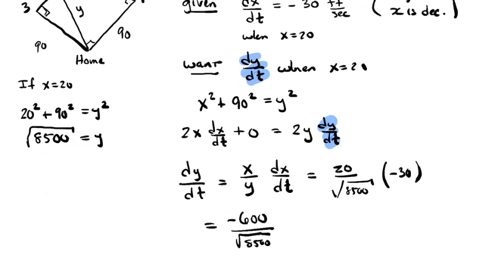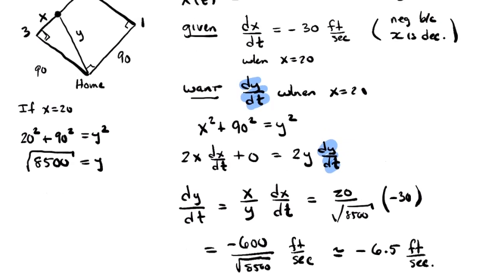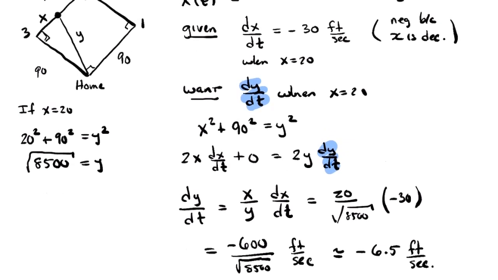And what are the units on that? y is measured in feet, time is in seconds, so that's feet per second. If you want a decimal approximation, to the nearest tenth, it's about negative 6.5 feet per second. And why the minus sign? Because that variable y is decreasing as the runner approaches third base. If you can still see in my picture, the distance from the runner to home is getting smaller. When the runner gets to third base, that distance will be 90.